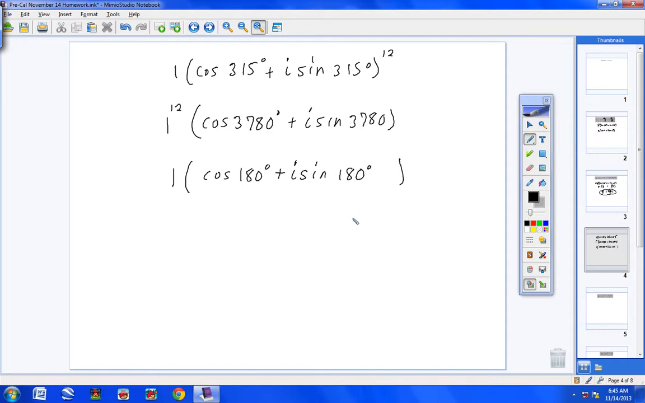Okay? And now let's just go ahead and figure this thing out. 180 is not on your table, so we have to use our calculators. If you take the cosine of 180, you get negative 1. And if you take the sine of 180, you get 0, so plus 0i. Multiply your 1 through, and your final answer is this right here. You do not need to put the 0i if you don't want to. There we go. Really not that bad, okay?